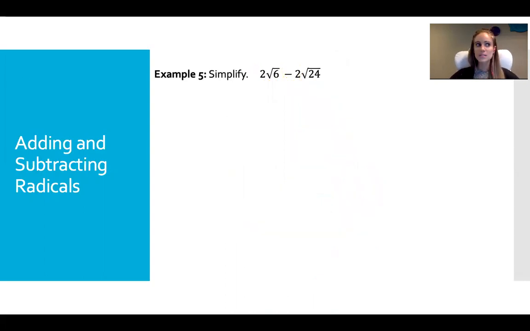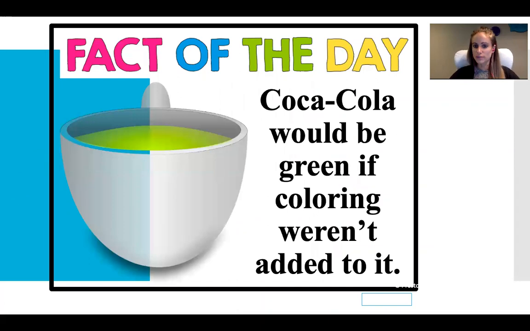All right, before we move on to multiplication, I have a weird fact of the day for you. Did you know that Coca-Cola would be green if the coloring weren't added to it? So it'd be kind of more like Mountain Dew, I guess. Or that kind of looks like it's a cup of tea, like matcha green tea. But yeah, so there you go. Coca-Cola is brown in color because of food coloring.